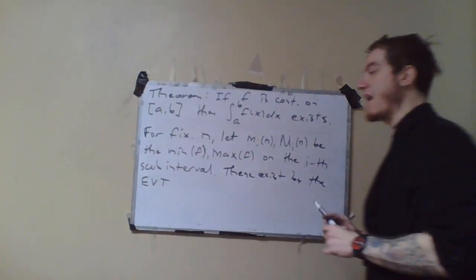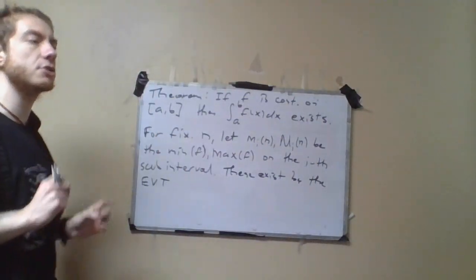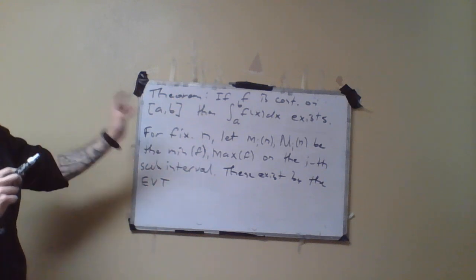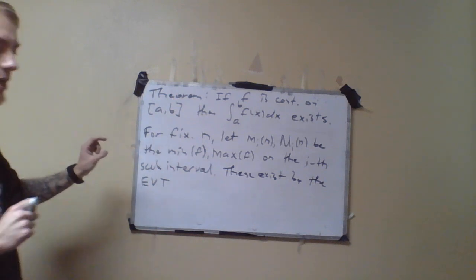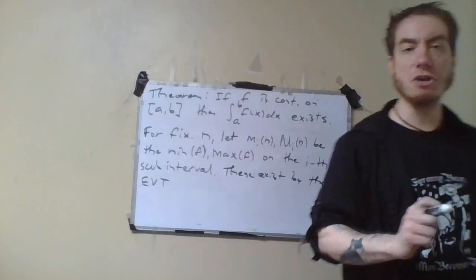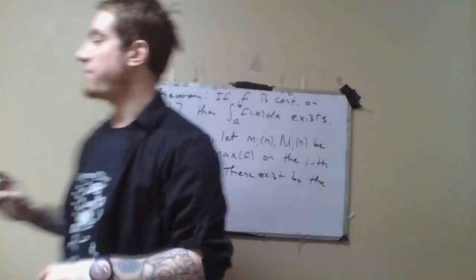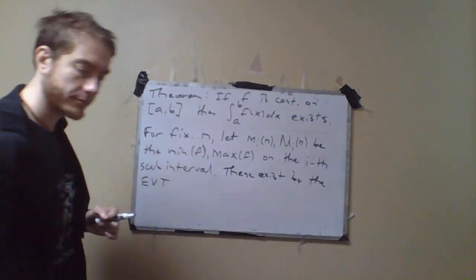So remember, the extreme value theorem says that on a closed interval, a function achieves its maximum and its minimum. And therefore, the maximum value and the minimal value do in fact exist.